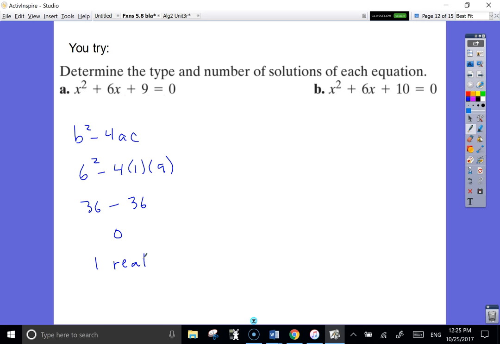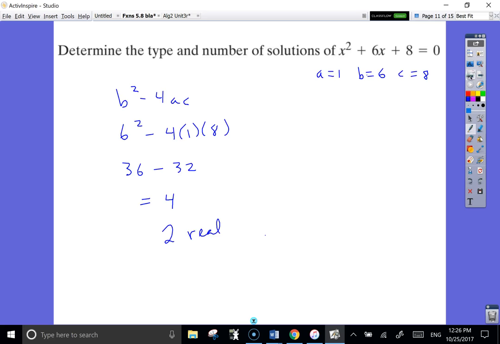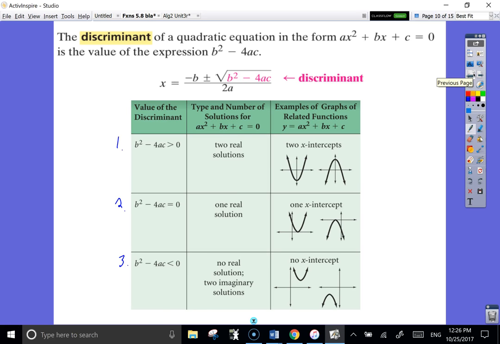Keep doing that same thing. Okay, so it should have been, the first one was 0, 1 real. Second one was negative 4, 2 imaginary. So is it possible to just have one imaginary? All right, what were the three possibilities that we gave you? 2 real, 1 real, or 2 imaginary, right? So there's no way you just get one imaginary.